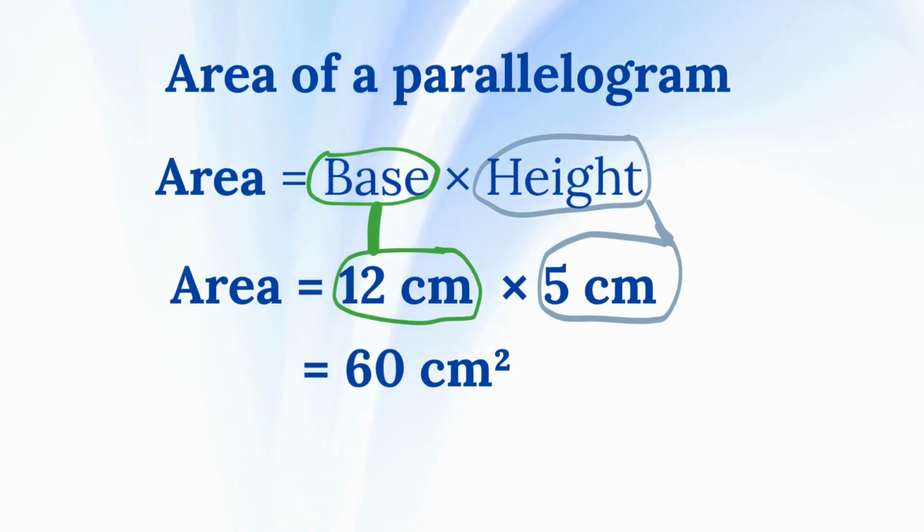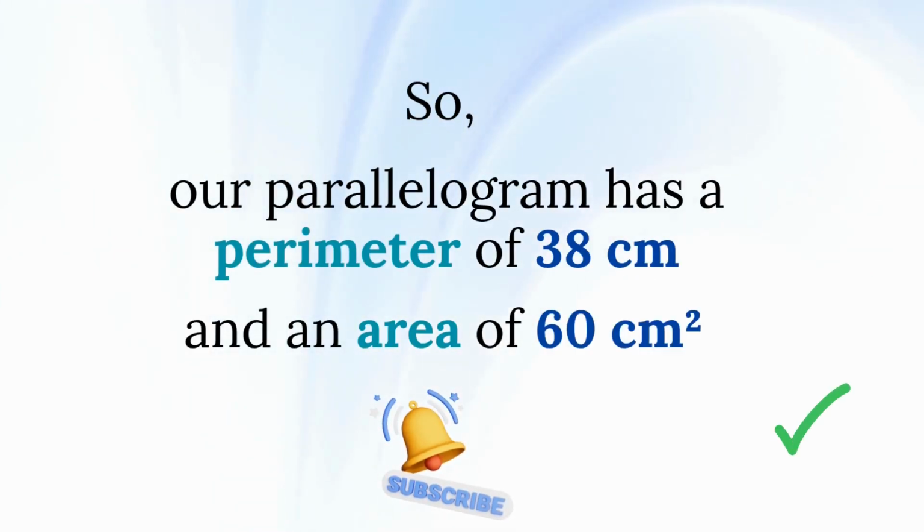Now, let's find the area. The area of a parallelogram is found by multiplying the base by the height. We'll use the longer side, 12 centimeters, as our base. 12 times 5 equals 60. Therefore, the area is 60 square centimeters. So, our parallelogram has a perimeter of 38 centimeters and an area of 60 square centimeters.